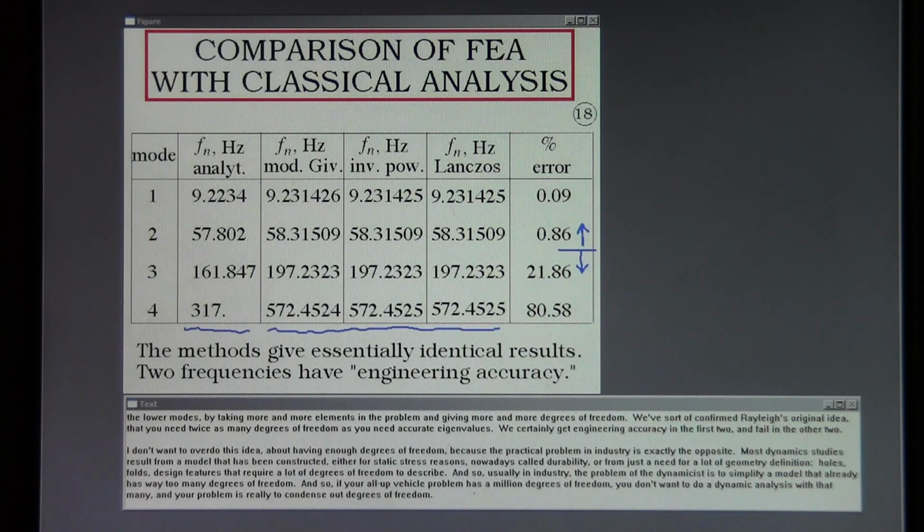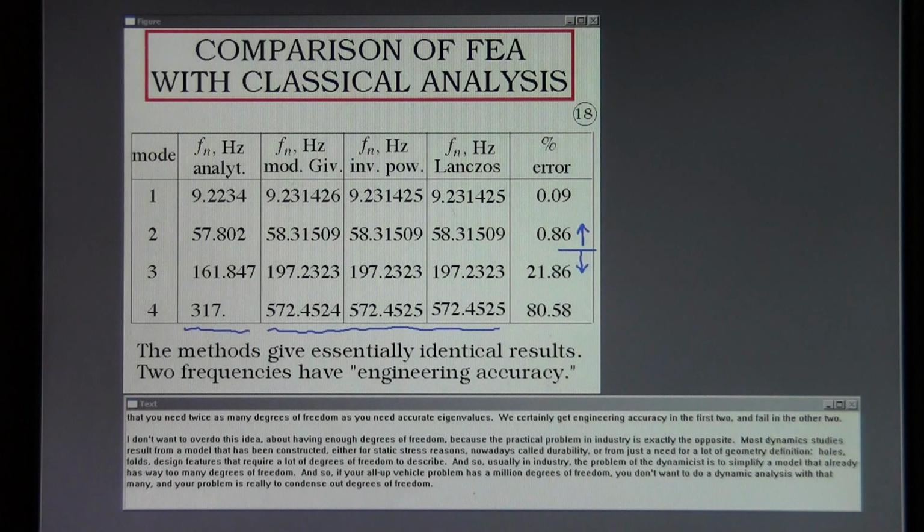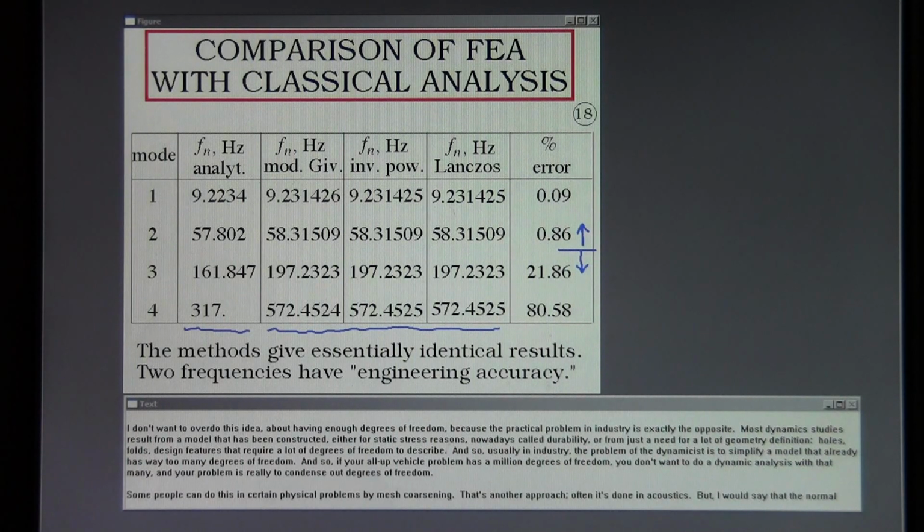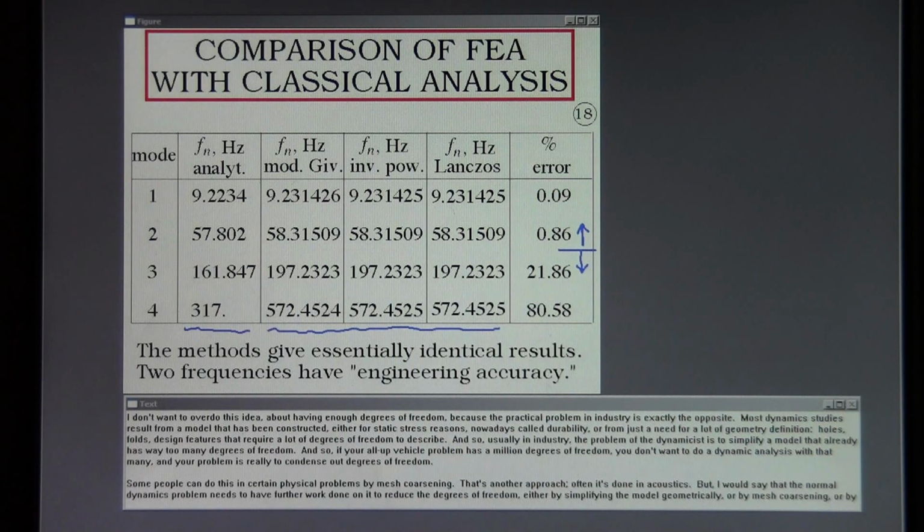I don't want to overdo this idea about having enough degrees of freedom, because the practical problem in industry is exactly the opposite. Most dynamic studies result from a model that has been constructed either for static stress reasons, nowadays called durability, or from just a need for a lot of geometry definition, holes, folds, design features that require a lot of degrees of freedom to describe. And so usually in industry, the problem of the dynamicist is to simplify a model that already has way too many degrees of freedom. So if your all-up vehicle problem has a million degrees of freedom, you don't want to do a dynamic analysis with that many, and your problem really is to condense out degrees of freedom.